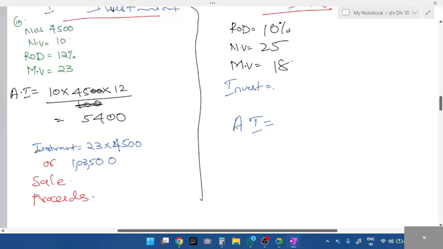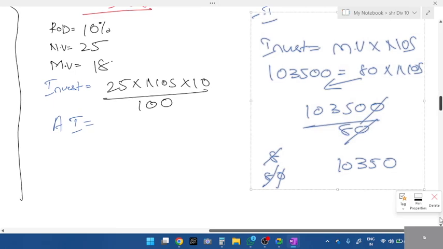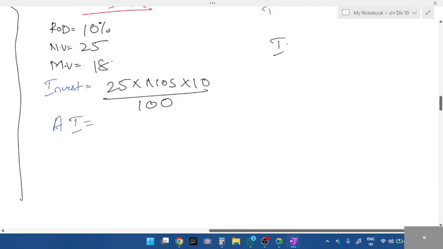Let us calculate for this, students. Investment. What is the investment formula? Once again, tell me investment. Nominal value 25 into number of shares into rate of dividend. Rate of dividend is 10 by 100. Number of shares is missing. Use the investment formula. Investment is equal to number of shares into market value.